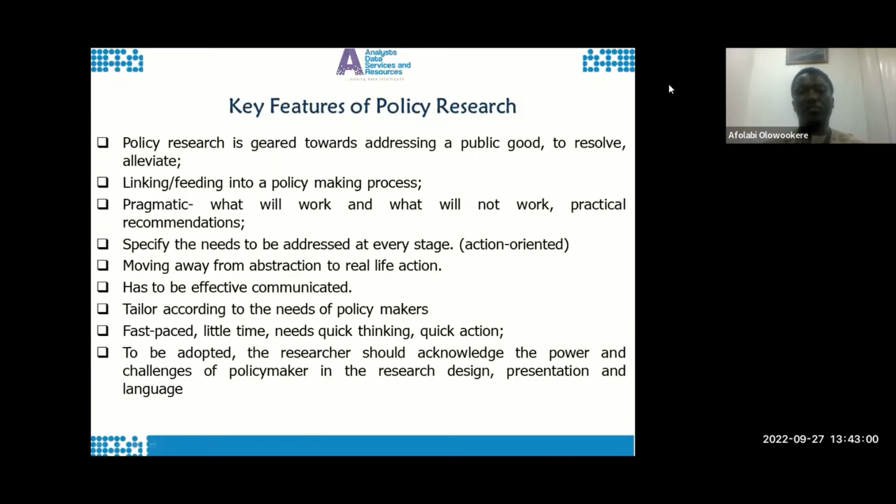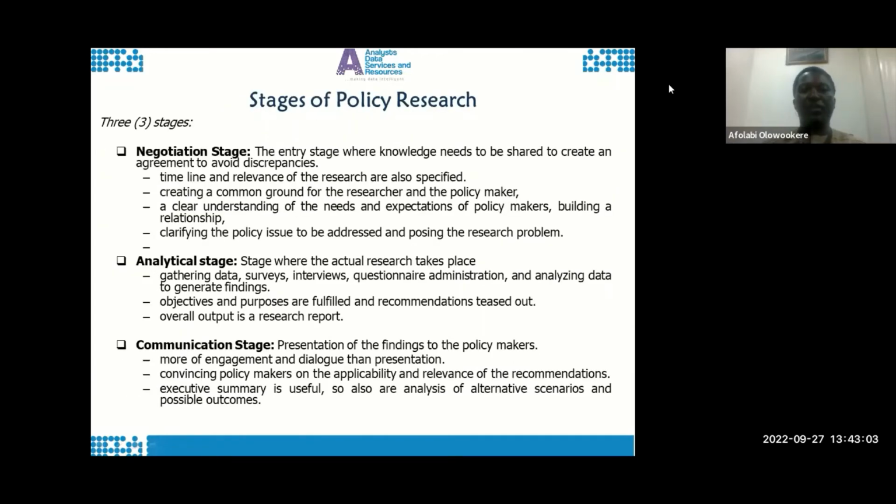Stages of policy research. We can identify about 3 stages: negotiation stage, analytical stage, and communication stage. At the negotiation stage, this is where knowledge needs to be shared to agree and avoid discrepancies. Timeline and relevance of the research are also specified. There is a common ground to be established between the researcher and the policymaker. The researcher needs to have a clear understanding of the needs and expectations of policymakers, build a relationship, and then clarify policy issues to be addressed and pose the research problem.